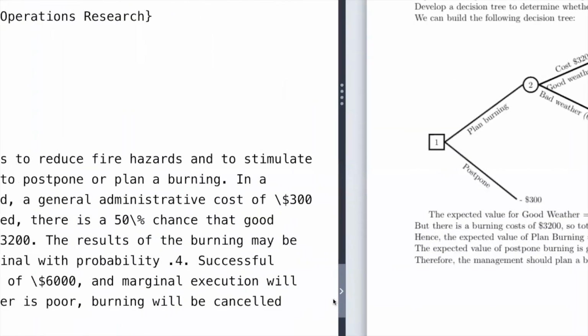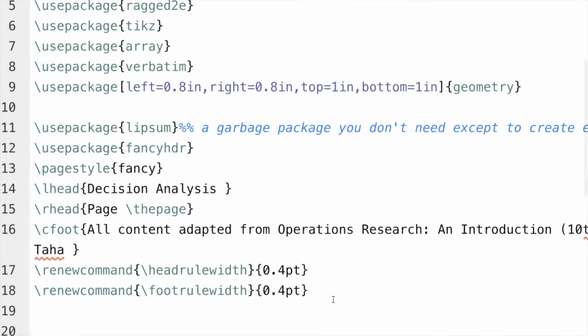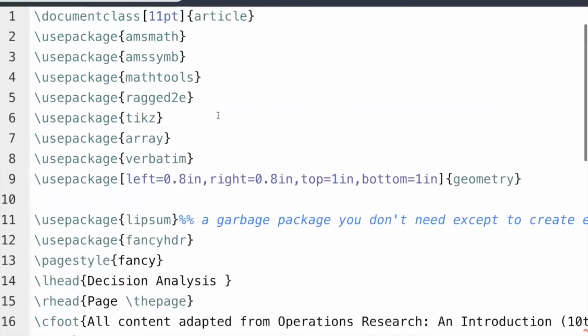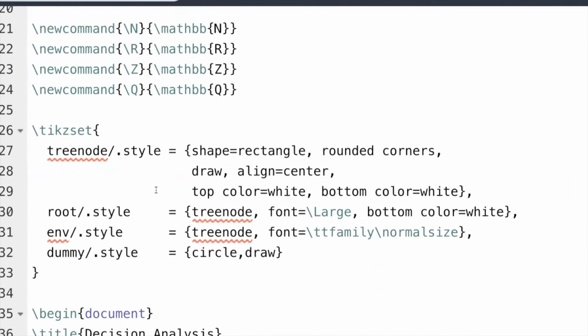Let's look at the file. To start at the beginning, to build the decision tree, we need to use the package tikz. And also, I will show you here how to create the tree nodes, the root, the environment. I just found this online, copied and pasted it, and modified it for my needs.